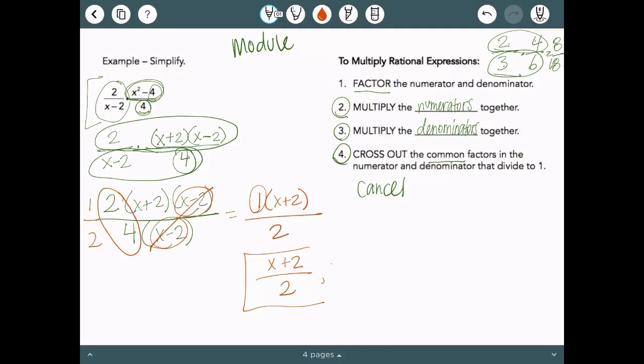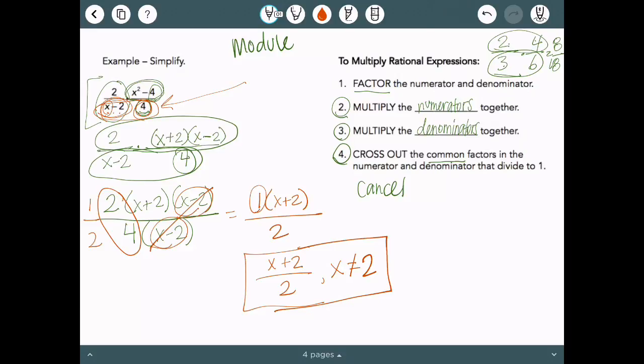We want to remind ourselves that we don't just have that. We also want to include our excluded values. So I'm going to go back to my original equation, looking right here at my denominators. The thing that would make this one, x minus 2, equal 0 is a positive number 2. So x is not allowed to be 2. The 4 doesn't have a variable, so we don't have to worry about it. So this would be our final answer.